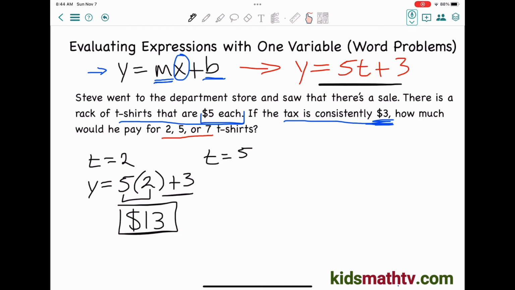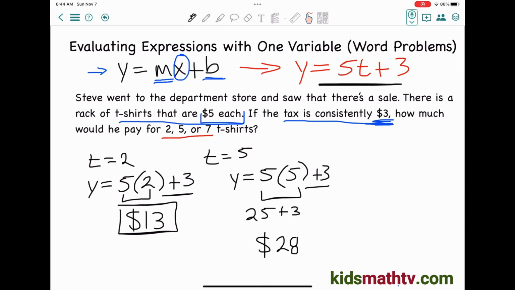Once again, let's plug it in. We got y equals $5 per t, equals 5 t-shirts plus 3. Let's evaluate. 5 times 5 is 25 plus 3. Let's write it. We got 25 plus 3. This is $28. So for 5 t-shirts, you would have to pay $28.